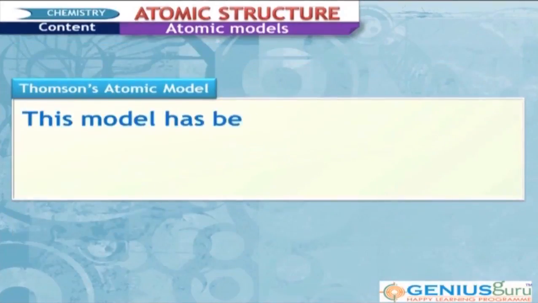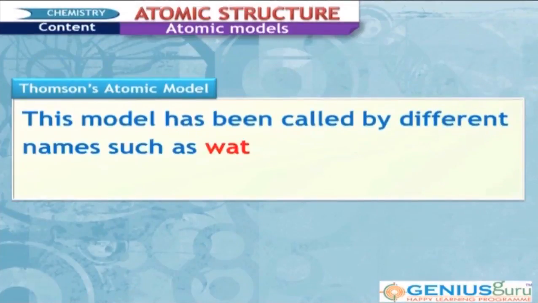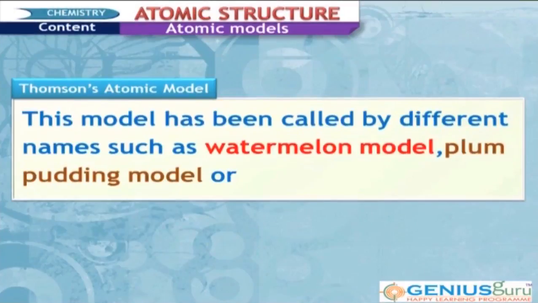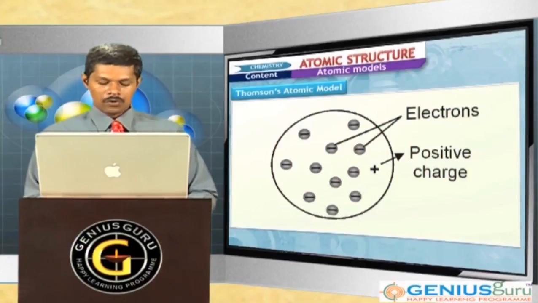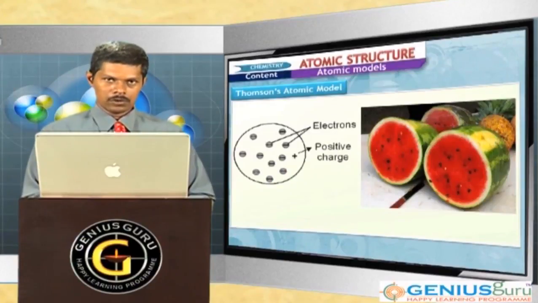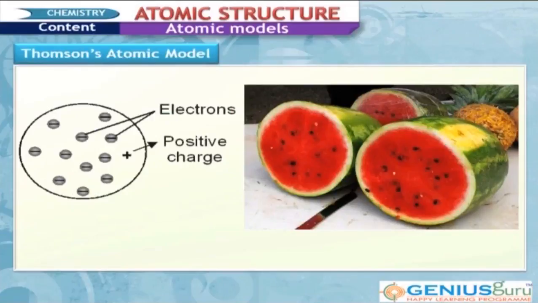This model has been called by different names such as watermelon model, plum pudding model, or apple pie model. So these are the alternative names of J.J. Thomson's atomic model. Why is this model called a watermelon model? Because if you observe this watermelon, there is some similarity between the J.J. Thomson atomic model and the watermelon. Look at this: the red colour pulp is the positive sphere, and the electrons are represented by the seeds. So there is some similarity. Hence this J.J. Thomson atomic model is called the watermelon model.